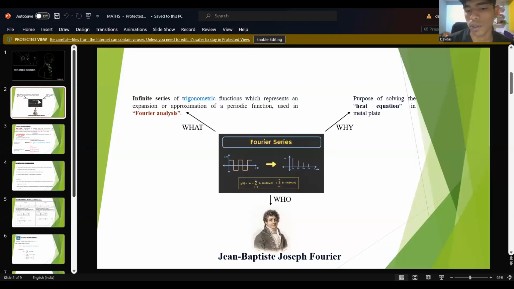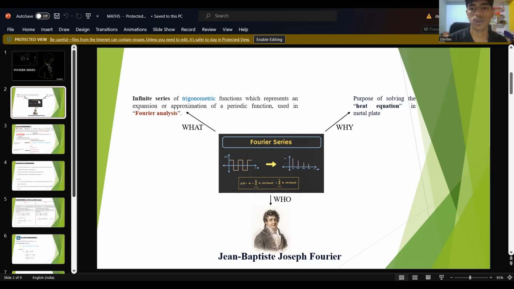WWW, not World Wide Web, but what, why, and who. What is the Fourier series? It is an infinite series of trigonometric functions which represents an expansion or approximation of a periodic function used in Fourier analysis. And Jean Baptiste Joseph Fourier was the one who created, or found, the Fourier series.